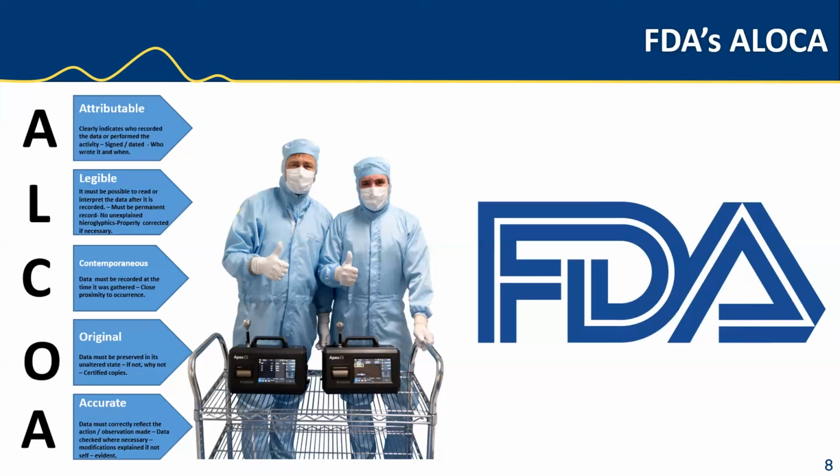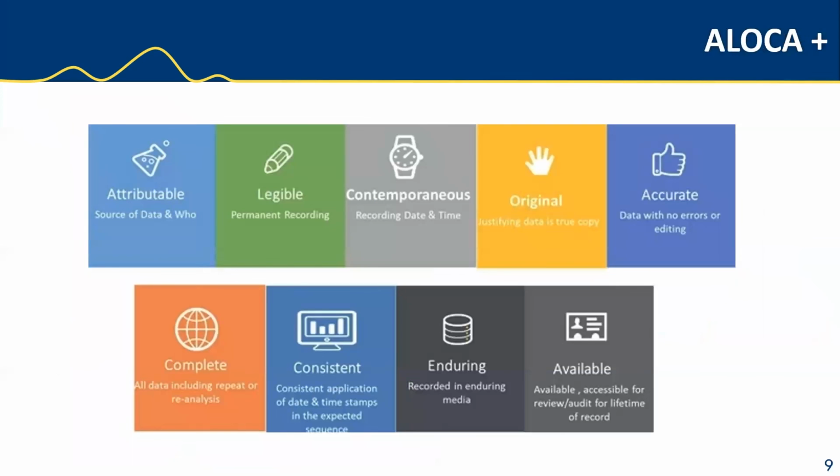Finally, we have A, which means accurate. All data records must correctly reflect the action or observation made, and data must be checked where necessary. Any modifications must be explained, if not immediately self-evident. So this is ALCOA from the FDA, and it's a nice, neat package which helps understand and enable better data integrity. So there are also 4 additional data integrity requirements that apply to the basic FDA ALCOA principles. The plus sign indicates the acronym stands for more than the 5 principles covered above.